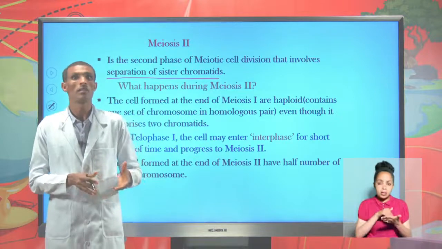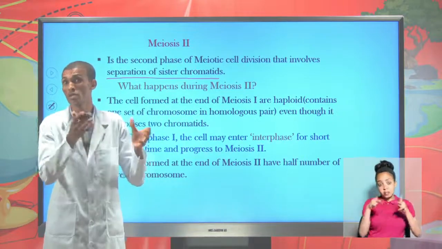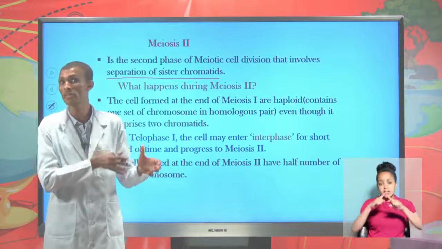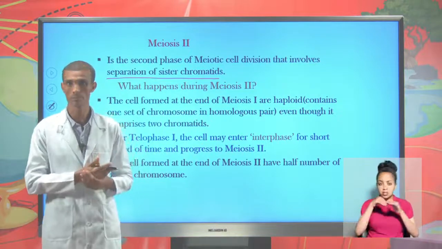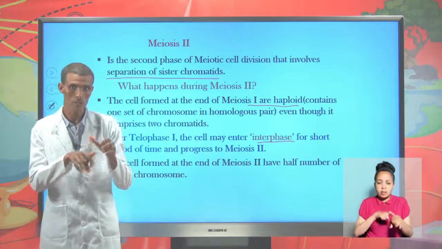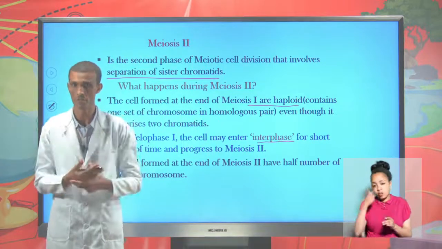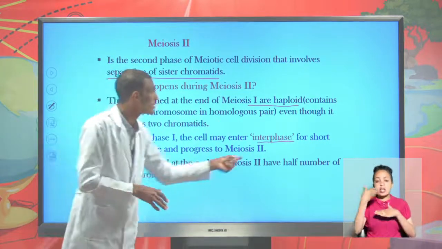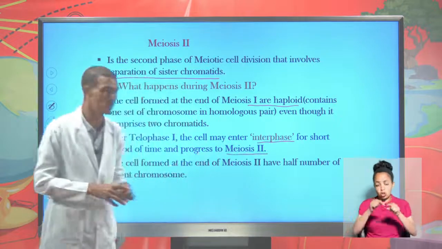The activity that takes place during meiosis II depends on the activity that takes place during meiosis I. The cells formed at the end of meiosis I are all haploid because they contain one set of chromosomes from the homologous pair. This n number produced at the end of telophase I enters interphase for a short period of time because it is ready for the next phase. Then the activity continues to meiosis II.